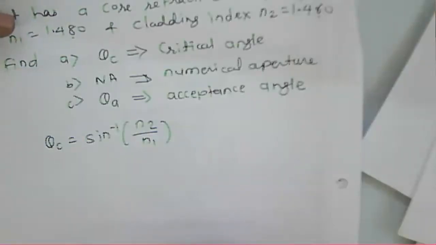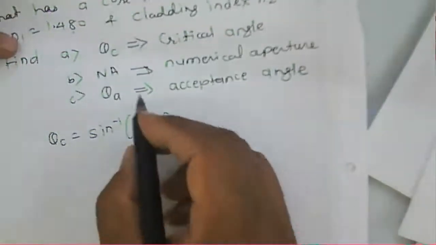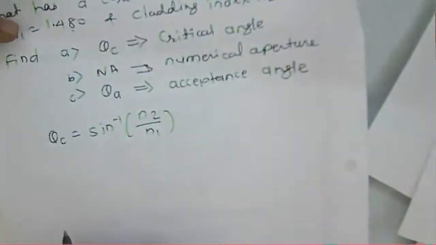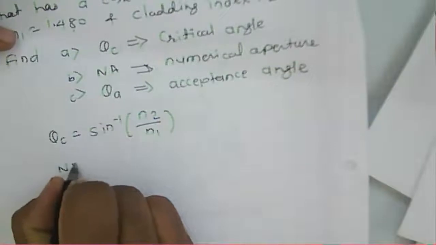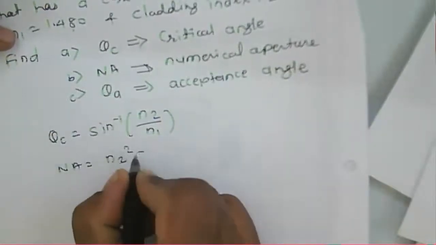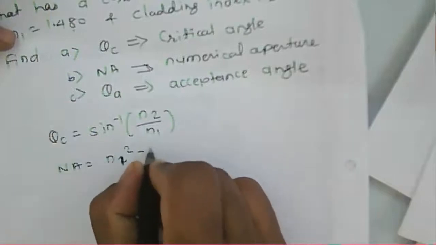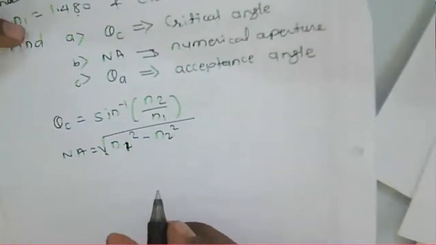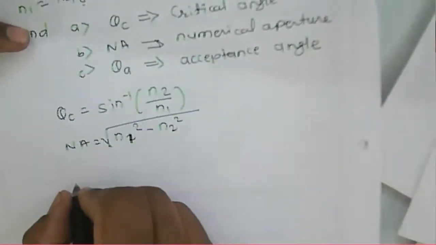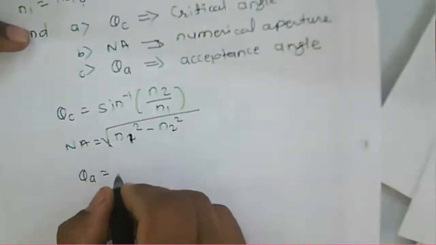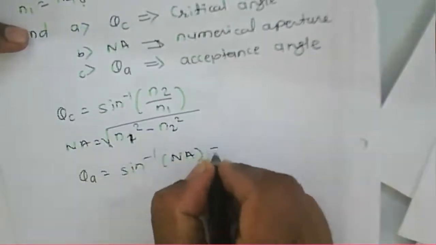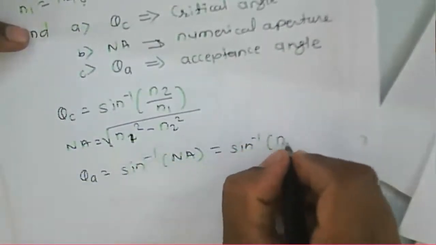Likewise, you can find out the numerical aperture. Because we have the critical angle as n2 by n1, the numerical aperture is equal to the square root of n1 square minus n2 square. And the acceptance angle, theta a, is equal to sine inverse of NA, that is sine inverse of the square root of n1 square minus n2 square.